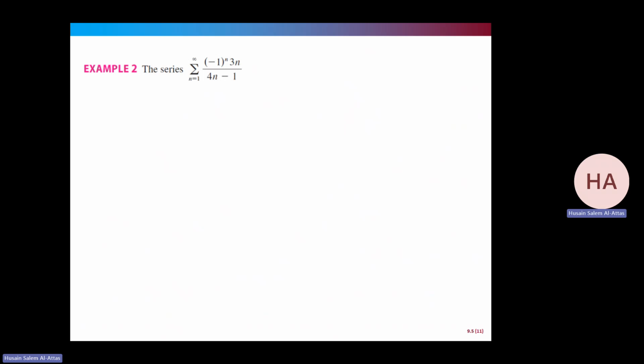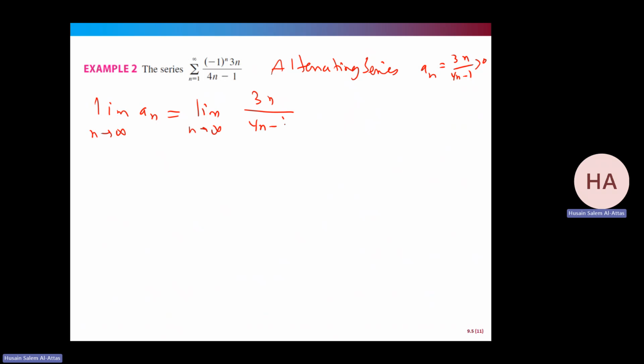This one, 3n over 4n plus 1. What shall we say? I think it's very clear. Yeah, this is alternating. And the an is 3n over 4n minus 1, which is positive. So what is the limit of an as n goes to infinity? Easily, that will be 3n over 4n minus 1, which is 3 over 4, not equal to 0.